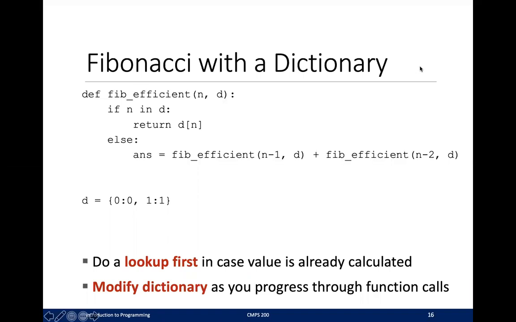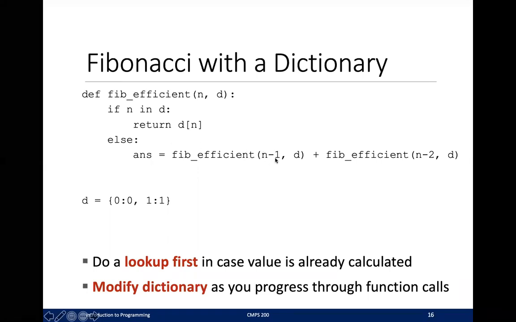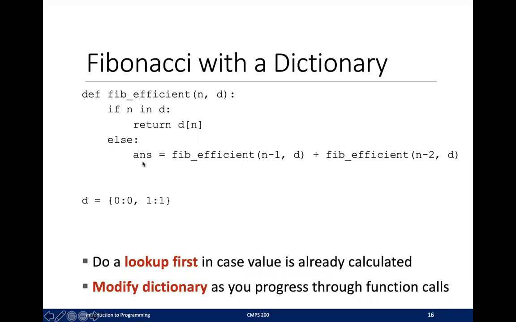Else, I haven't computed Fibonacci of n yet. So I use the recursive call. I'm going to say Fibonacci of n is equal to Fibonacci of n minus 1 plus Fibonacci of n minus 2, and I get this answer. Once the recursive call is finished, store it in my dictionary. So I say D of n, the nth Fibonacci number, is this answer. And then I return answer to the caller. So the next time I compute f of 4, I'll find it in the dictionary.